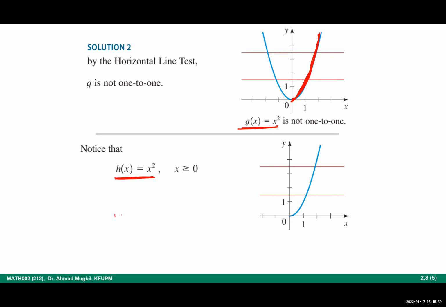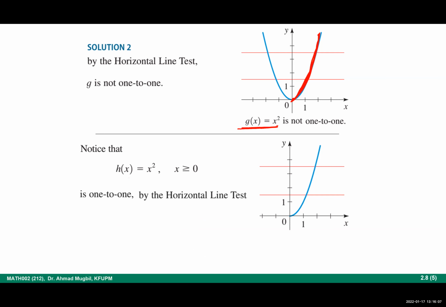Also, if you take another function, let's say k of x equals x squared with x less than 0, this function also is one-to-one. It is still one-to-one. Okay, so this is what is called restricting the domain. We restricted the domain here to make the function one-to-one. Excellent.